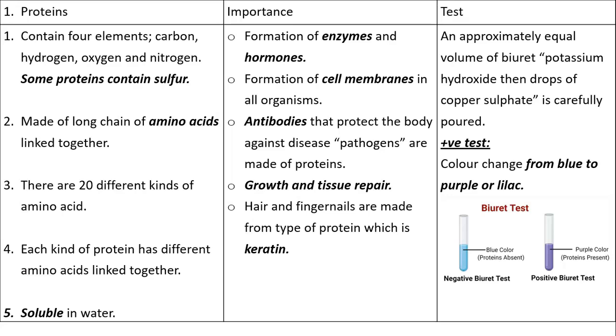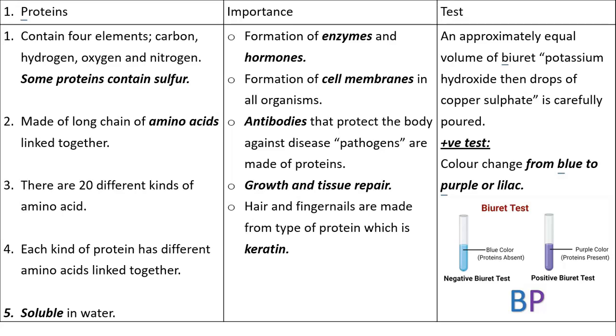How do we test for the presence of proteins? The test for proteins is the biuret test, which is simply potassium hydroxide, then drops of copper sulfate. They are carefully poured on our sample. And if the color changes from blue to purple or lilac, this means that it's a positive test. Positive means that it contains proteins. So, biuret tests for proteins. How do we know it's positive?